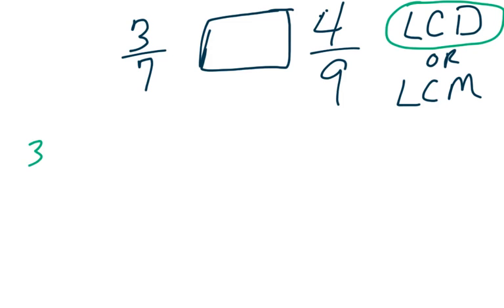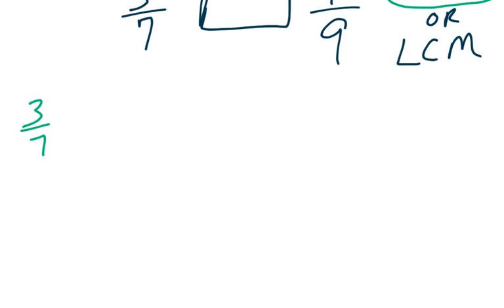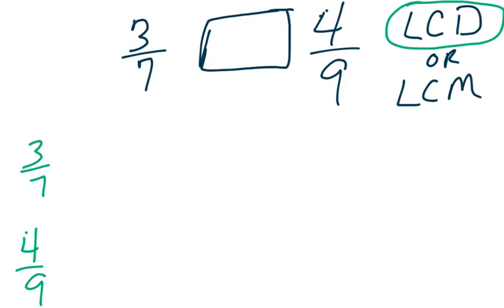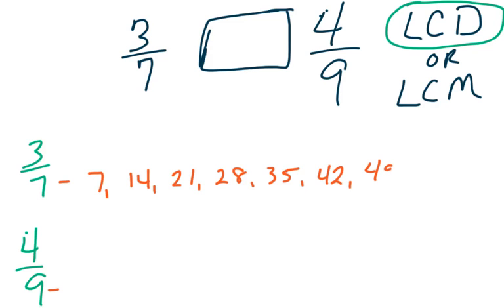So we have 3/7 and we have 4/9. So the first thing that we need to do is we need to list all of the multiples of 7 and 9. So we go 7, 14, 21, 28, 35, 42, 49, 56, 63, 70, and on and on.